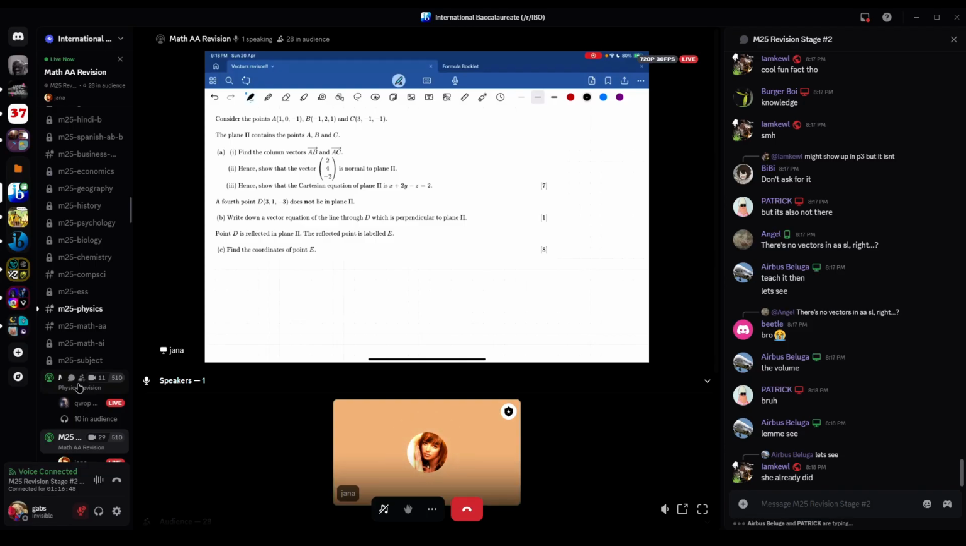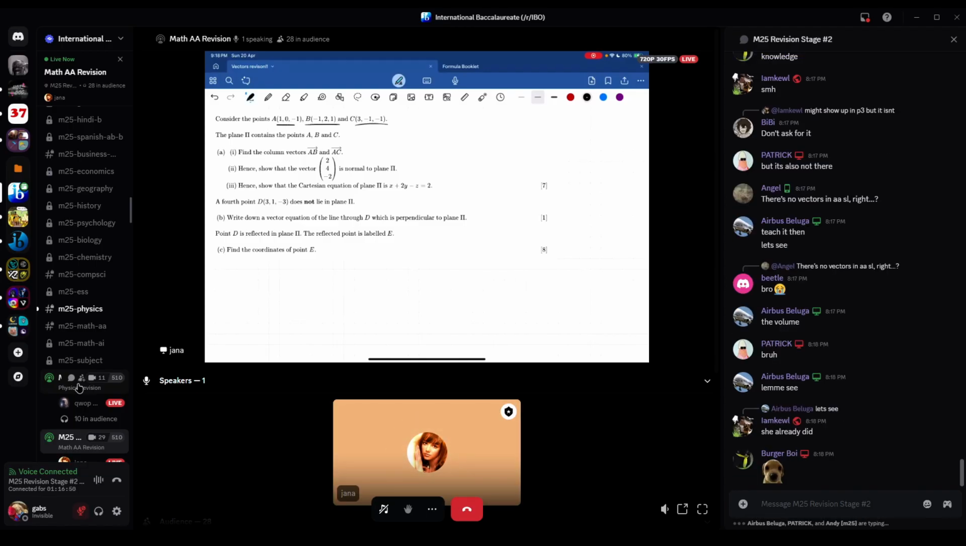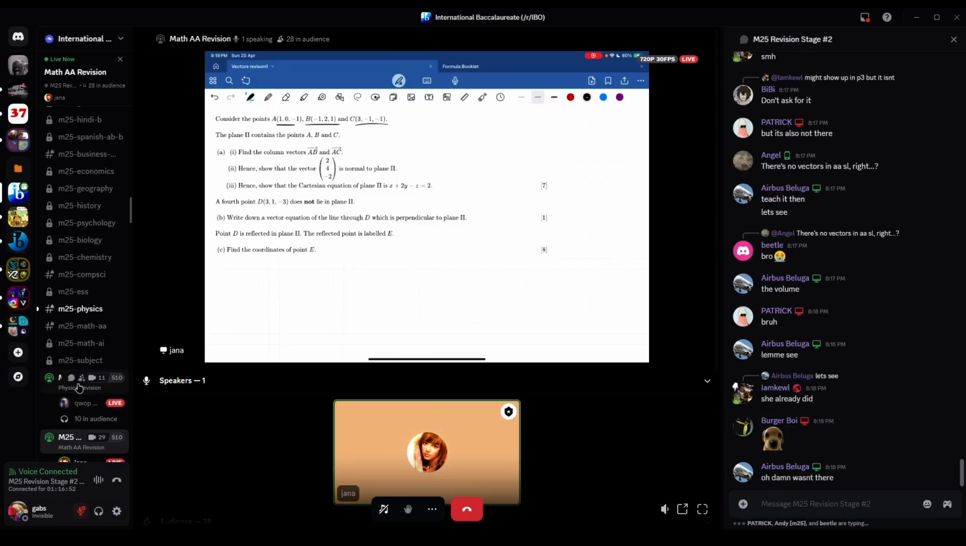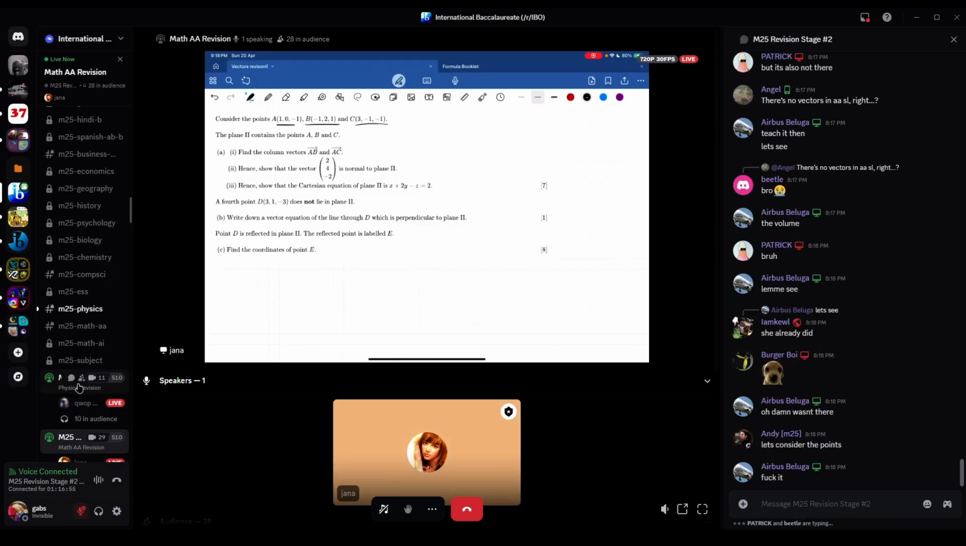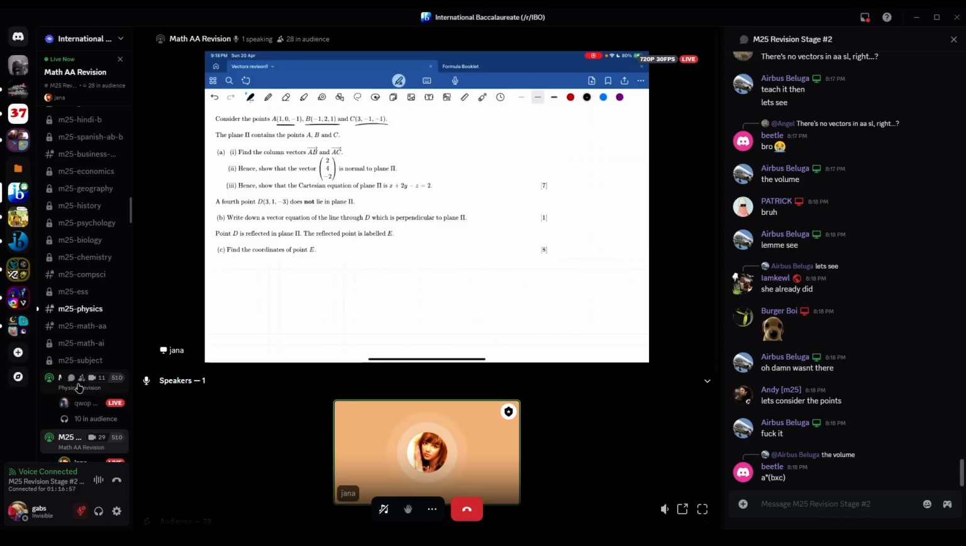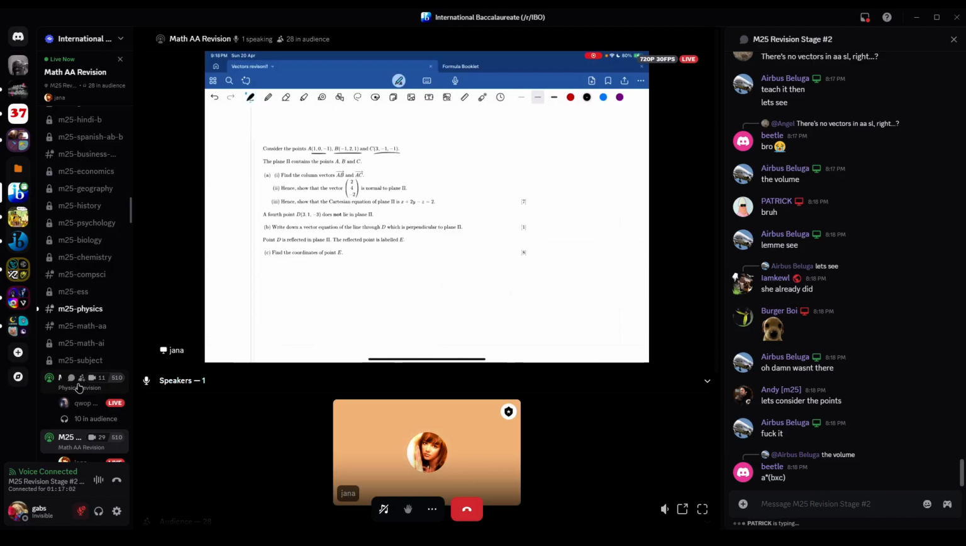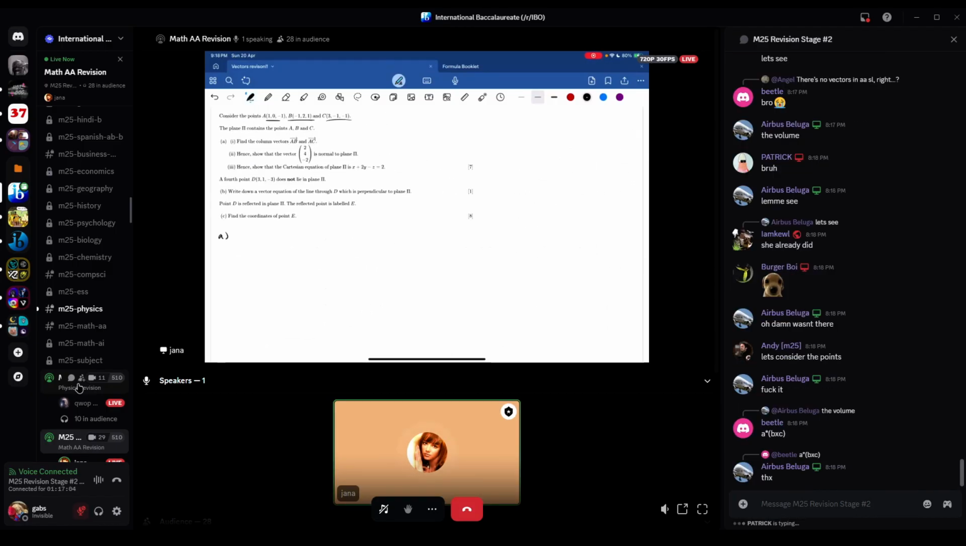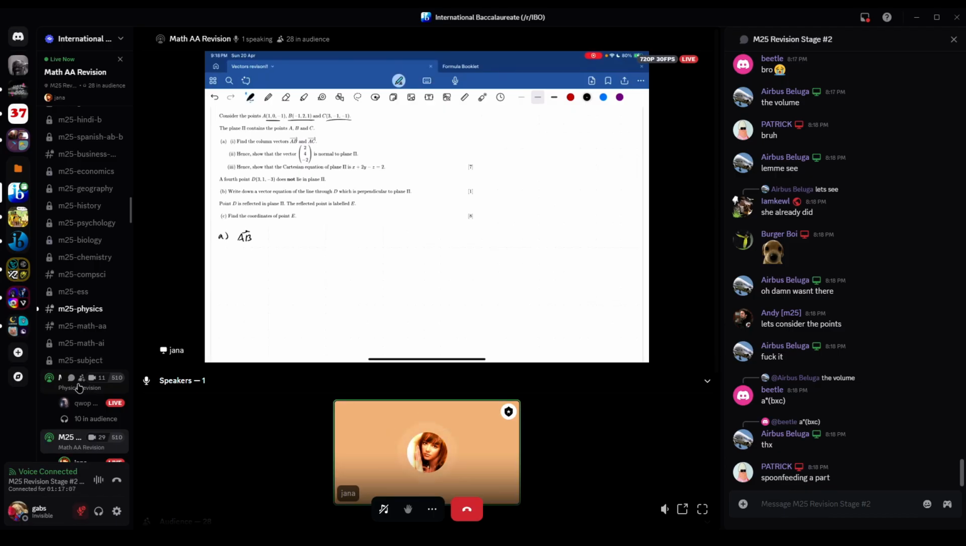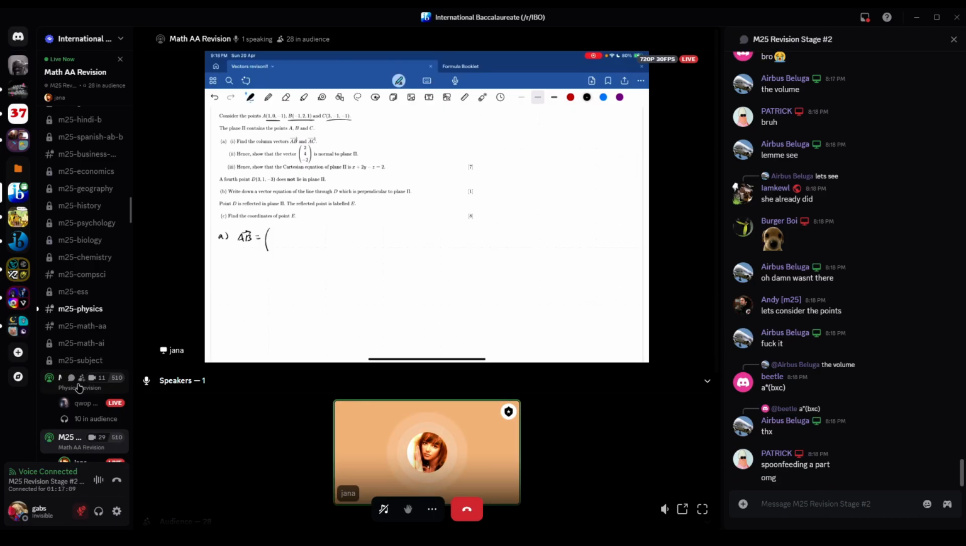We have points A, B, and C, and we have a plane pi that contains those three points. The first thing the question asks us to do is find the column vectors AB and AC. I think that's pretty easy. AB is -2, 2, 2.